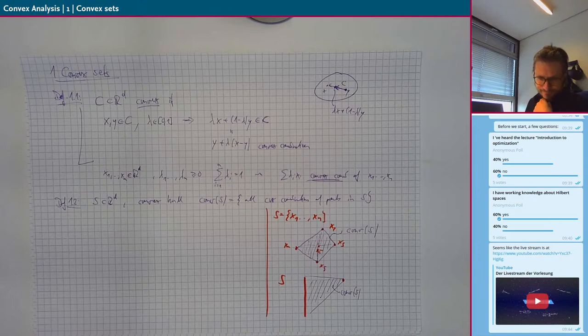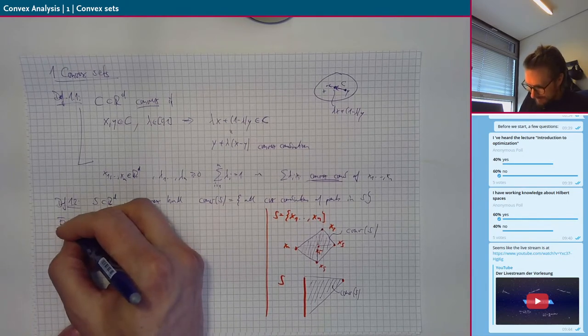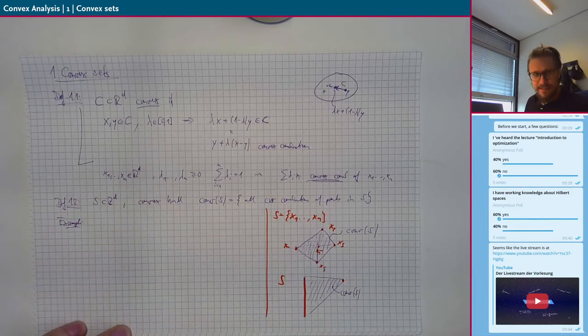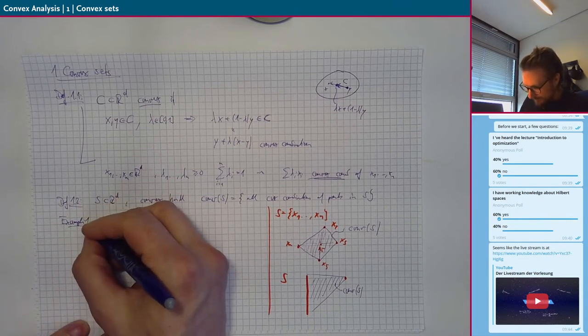Okay, good. So then, actually it's not really an example, so examples are already here. They also already have numbers.